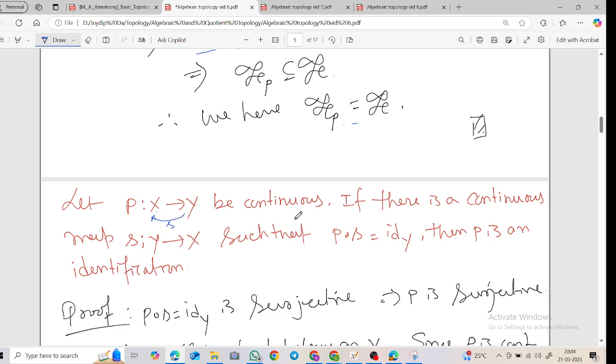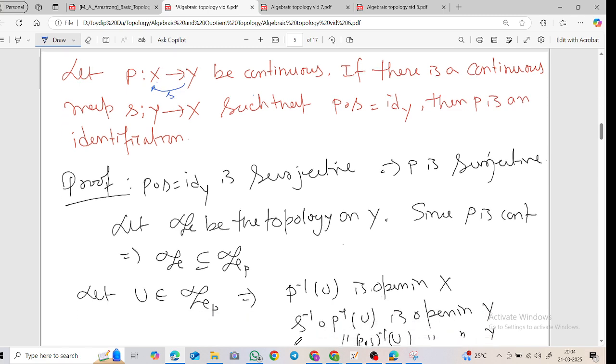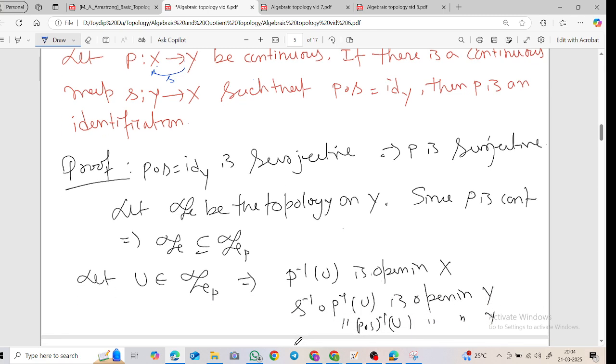Let's see. Now, P compose S is identity on Y, it is surjective, thus P is surjective. Because you could pick any y and say that S(y) is a pre-image of y, because if you put P compose S(y), you get y. So S(y) is the pre-image of y under P.